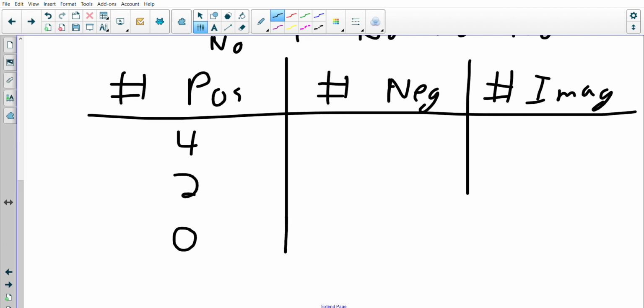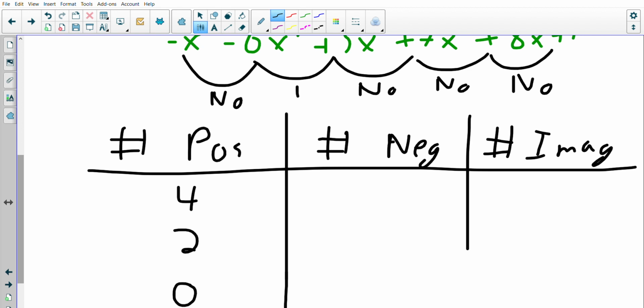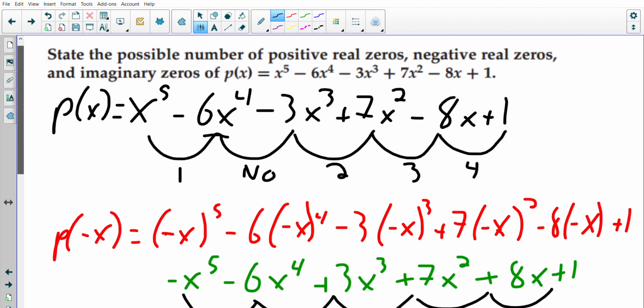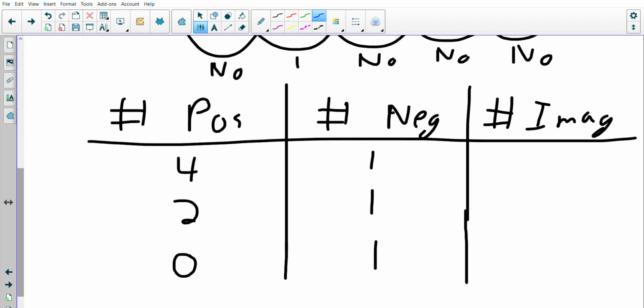Okay, and then the number of negatives, well, there's only one sign change, and if you go down by 2, it's negative 1. You can't have negative answers. That makes negative number of answers. Makes no sense. So we could have 1, we could have 1, or we could have 1. So now there is a total of 5. It has 5 solutions in the complex plane.